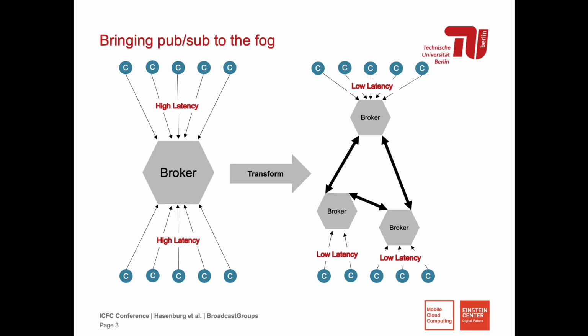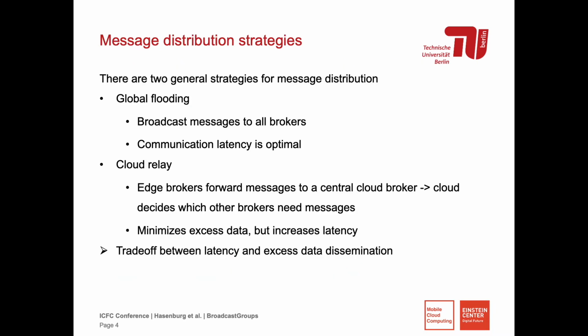Especially in global deployments, the number of edge brokers can quickly increase to thousands of individual instances. All these brokers have to be interconnected. This is needed to deliver messages to subscribed end devices independent of the broker at which it has created a subscription. There are two general strategies for message distribution between the broker instances.